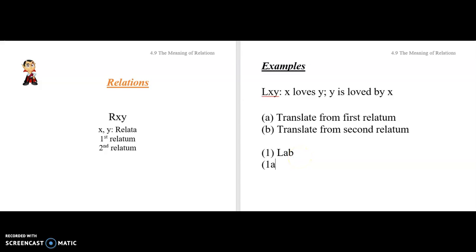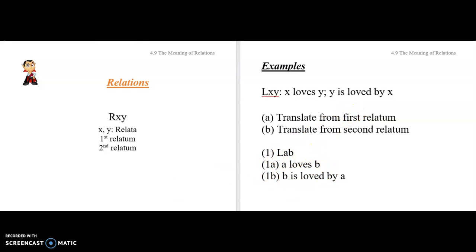Hopefully you've had a chance to pause and think this through. With respect to A, you would just be saying this means A loves B. And if we were looking at it from the perspective of B, we would be saying B is loved by A. If A is loving B, then in that same instance, what's B doing? Well, B's being loved by A. That's how we want to do it.